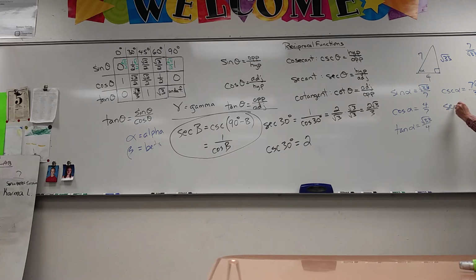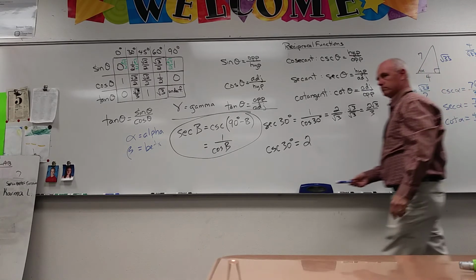The secant of alpha, 7 fourths, and the cotangent of alpha, so it's basically this same thing with a 4 there. So 4 root 33 over 33.